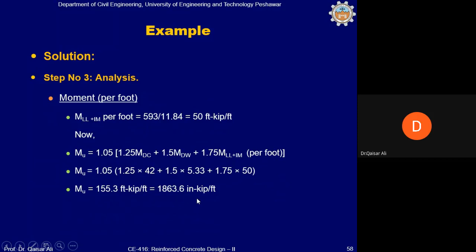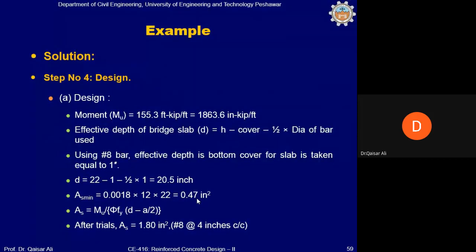Now we can design this very easily. The bending moment is 1863.6 kip-inch per foot, and for the effective depth of the bridge slab, we know that the total depth is 22 inch. We will provide a cover of 1 inch minus half the diameter of the bar which we will use. So let's say we want to use number 8 bar in this bridge.